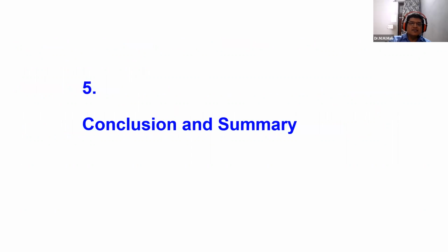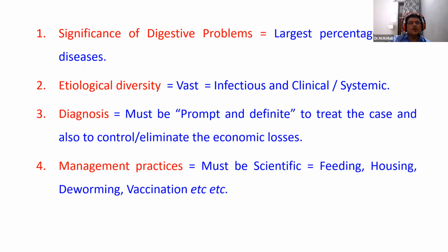Now, coming to the last section of this presentation, the conclusion and summary. I can conclude this presentation on the common digestive problems of sheep and goats by having the knowledge or information about the significance of digestive problems, because as we discussed in the beginning, they contribute to the largest percentage of all diseases and directly affect the performance and the price value of animals, maintaining the health and immunity. So the significance of digestive problems is very great.